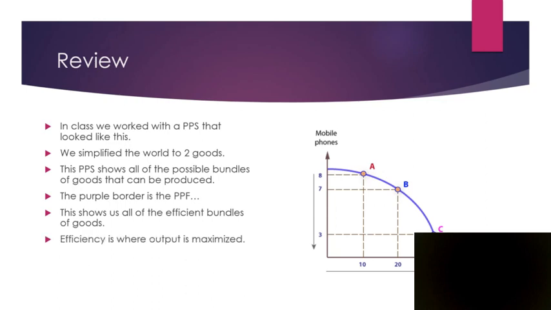So efficiency in this context is where output is maximized. If you look at points A, B, and C, we can't produce any more than that. We can switch between A and B, right? We can go from A to B. We gain some cameras, we give up some mobile phones, but we can't get to any point where we have both more phones and cameras.